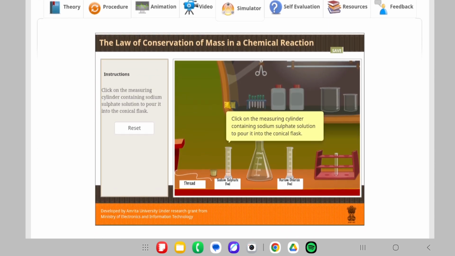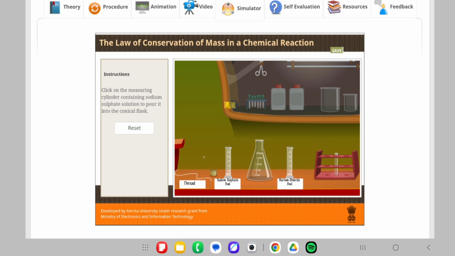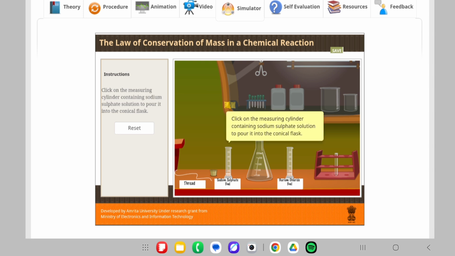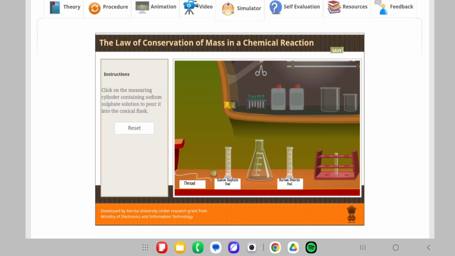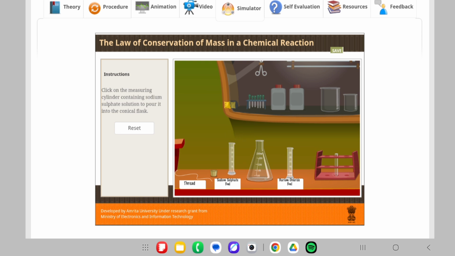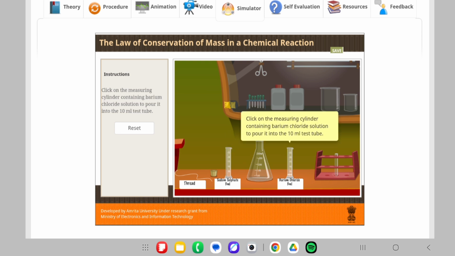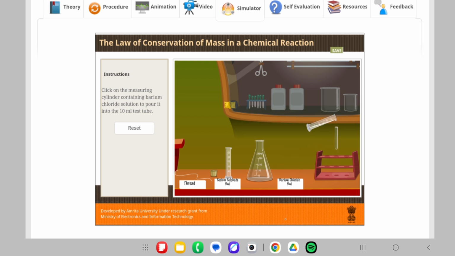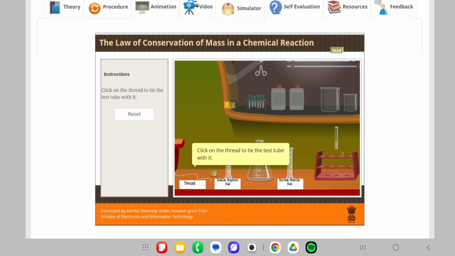Okay, so as you can see, there are certain things which have been given on the screen, right? Thread is given, sodium sulfate 5 ml is given, then barium chloride is given. Whatever we have seen in the video, we have to perform. We have to click on this, then see the sodium sulfate is being poured in the conical flask. Then we'll take barium chloride, and barium chloride is added to the test tube over here.